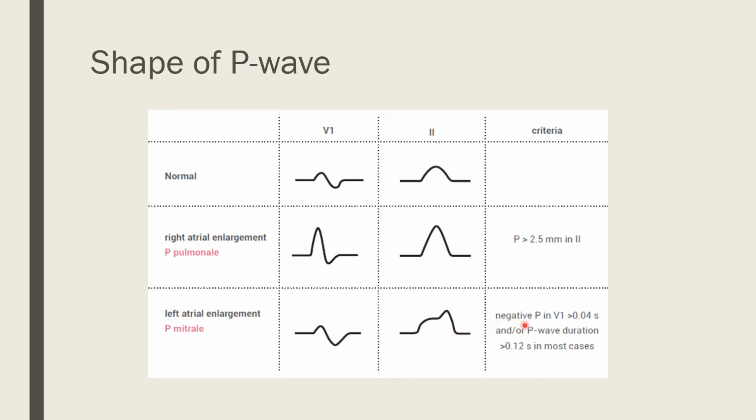So negative P wave in V1 more than 0.04 second. This is the negative, more than 0.04 second, more than 1 small square, and/or P wave duration more than 0.12 second in most cases, which means more than 3 small squares. This means that there is left atrial enlargement, which is called P mitrale because it's mostly caused by mitral valve diseases.